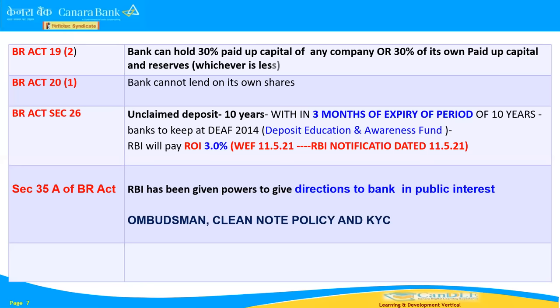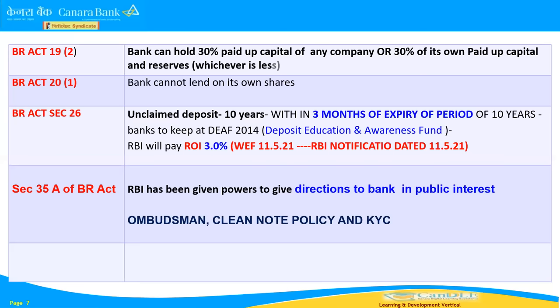If your bank wants to invest in a company, how much investment can it make? Suppose that company's net worth is 100 crores. The bank can invest a maximum of 30% of that company, that means 30 crores of paid up capital your bank can hold. Your bank cannot take 100% of that company. Maximum 30% of that company, number one.